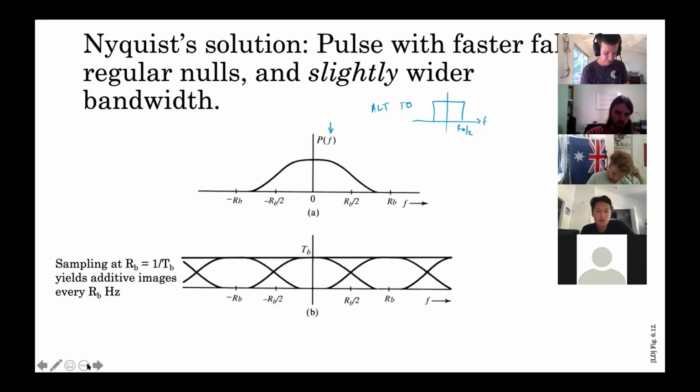But what we've got in this picture down here is this picture copied every RB, in both directions. Wait for it. Perfect. And so what this line is, it's the sum.